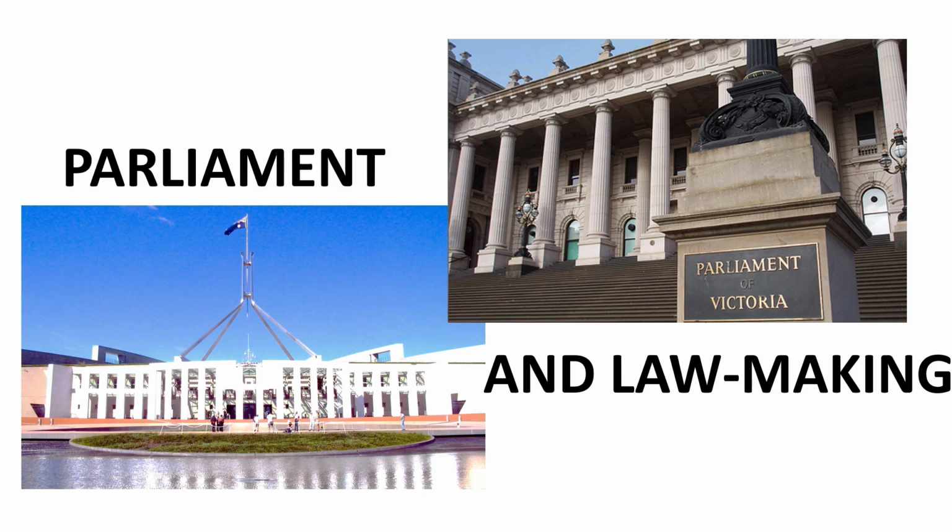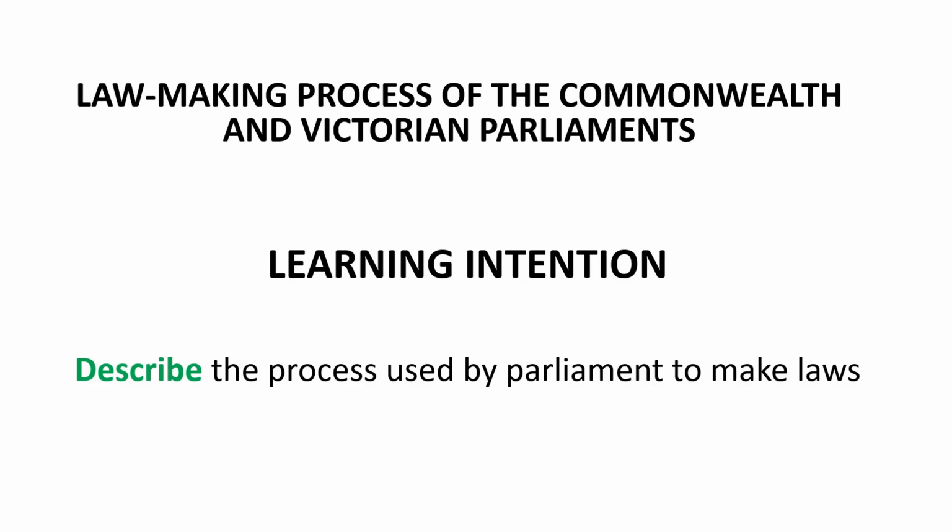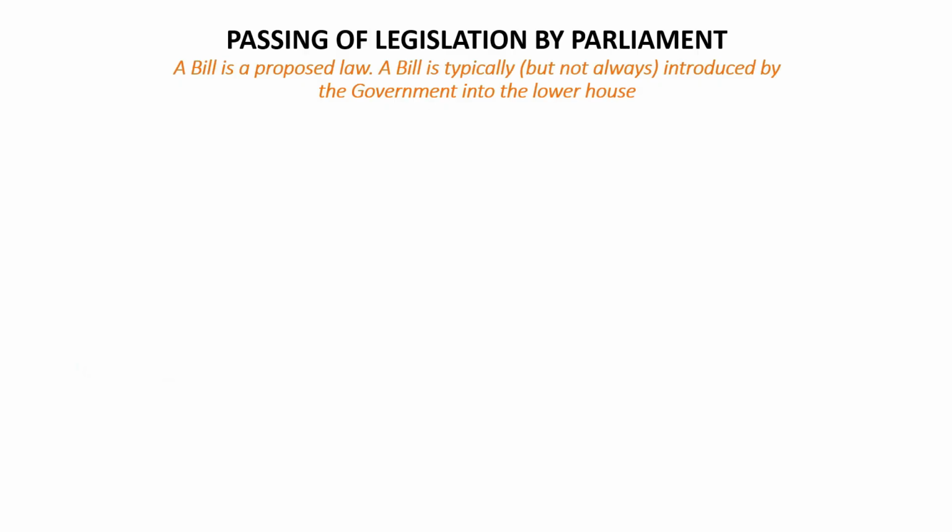Let's get started then. The first part of this video is about the process that Parliament uses to make laws. So your first learning intention is that you need to be able to describe the process used by Parliament to make laws. Make sure that you write this learning intention in your Cornell notes. A bill must pass through a number of stages in Parliament before it can become a law. I'll set out all of these stages on this slide.